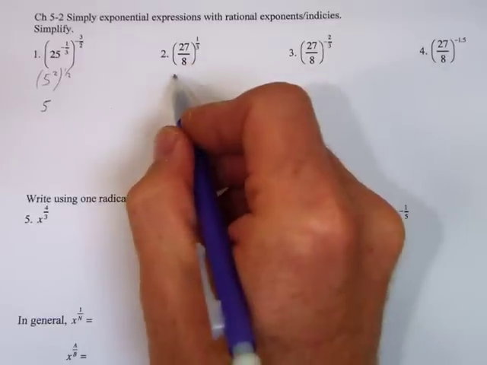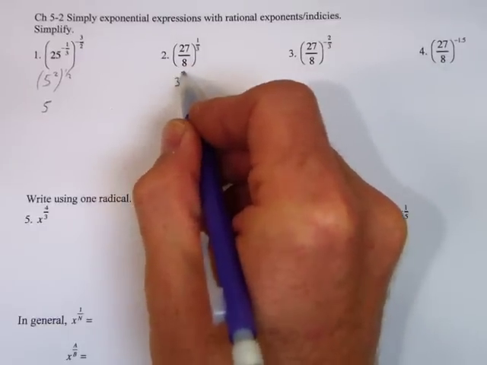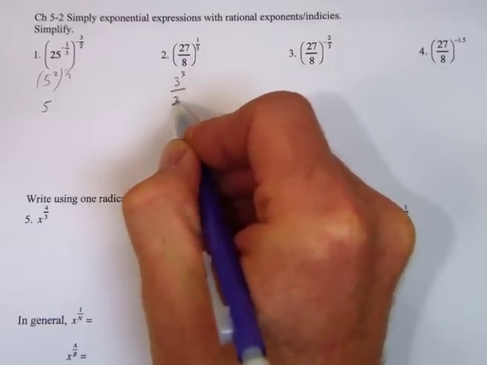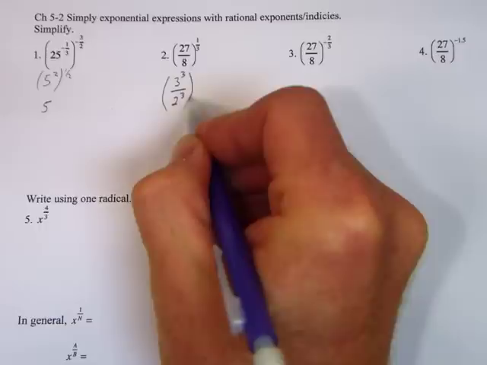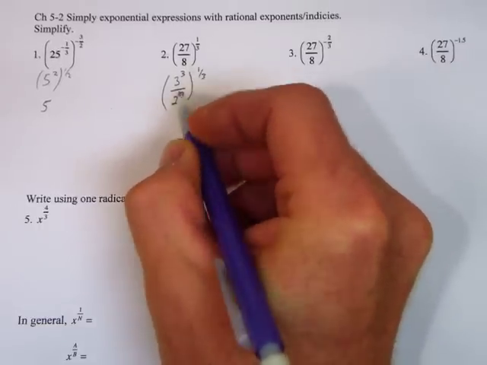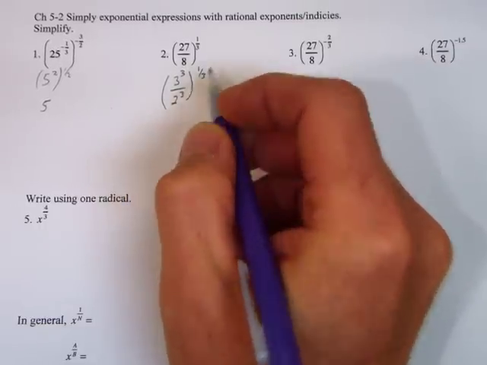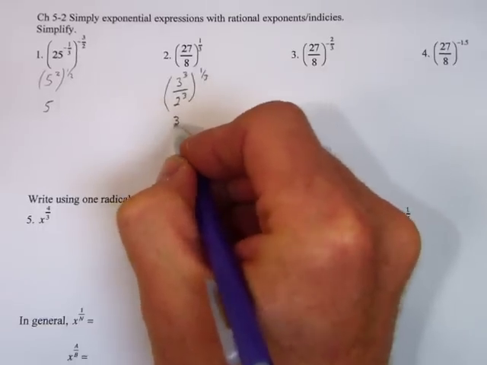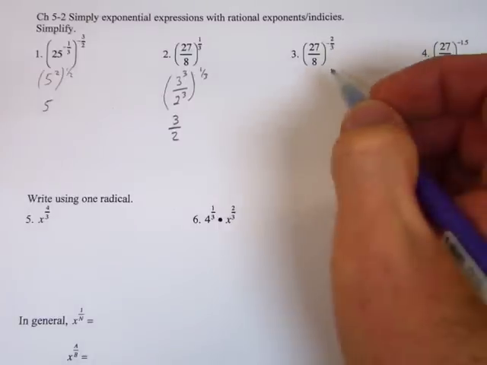On the next one, 27 is 3 cubed. 8 is 2 cubed. Raised to the 1/3. Now this 1/3, we're going to have 3 times a third, and we get 1, and that's also going to apply to the exponent of 3 on the bottom. So we get 3 over 2.